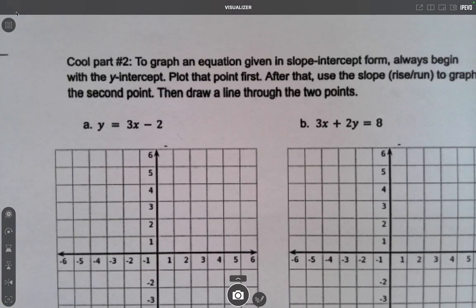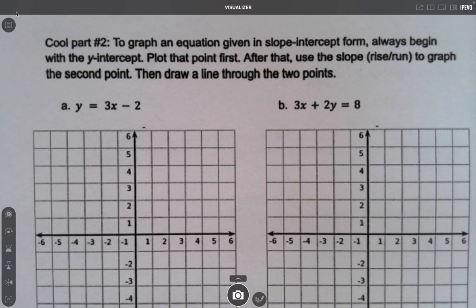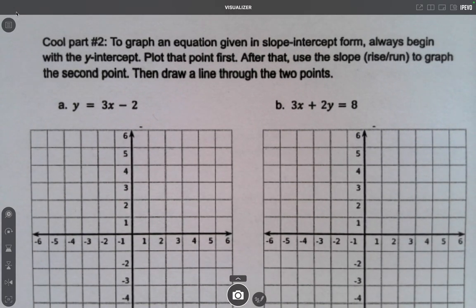Cool part number 2. I know we learned how to graph an equation in this chapter by using the x and y-intercepts, and from what I could tell, you guys thought that was pretty straightforward. Then we could also do it by making a table, which in general people like that less. But here I want to show you how you can actually do it pretty quickly when you have the slope-intercept form.